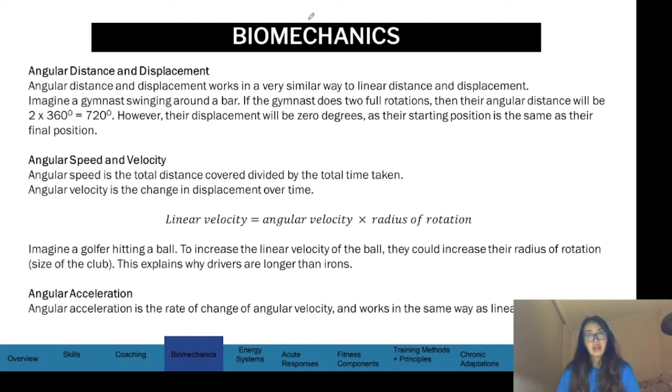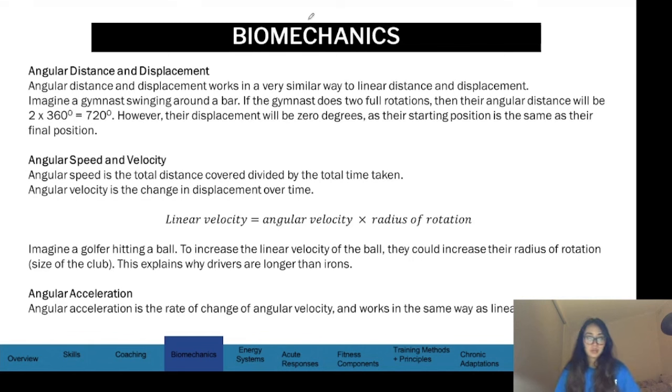We can see here that linear velocity is equal to angular velocity times radius of rotation. So your angular velocity can influence your linear velocity, and your radius of rotation can also influence your linear velocity. That's something you just need to understand. If you imagine a golfer hitting a ball with a club, in order to increase the linear velocity of the ball, they could increase their radius of rotation.